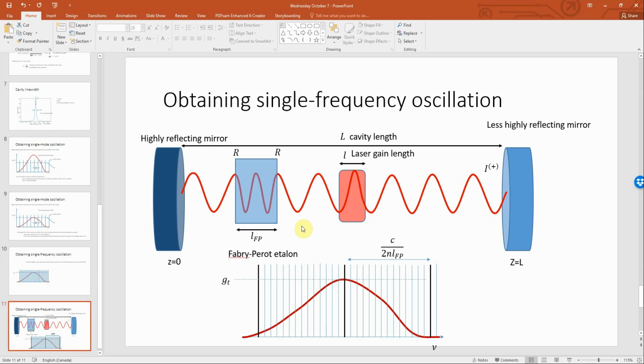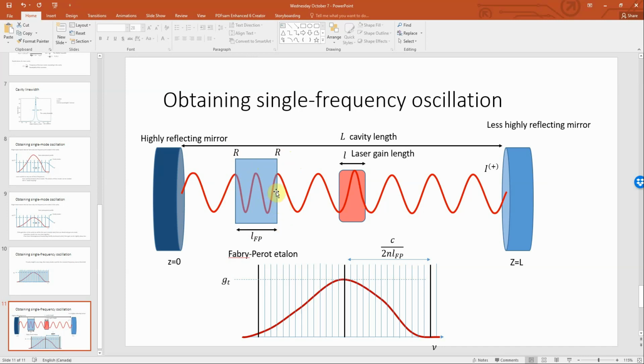So what you can do is pre-select the frequencies that are coming out, and you can do that with what's called a Fabry-Perot etalon. For those of you who have taken 3210, we end up dealing with Fabry-Perot etalons. But if you haven't seen these before, it's basically just a piece of glass with two fairly highly reflecting surfaces.